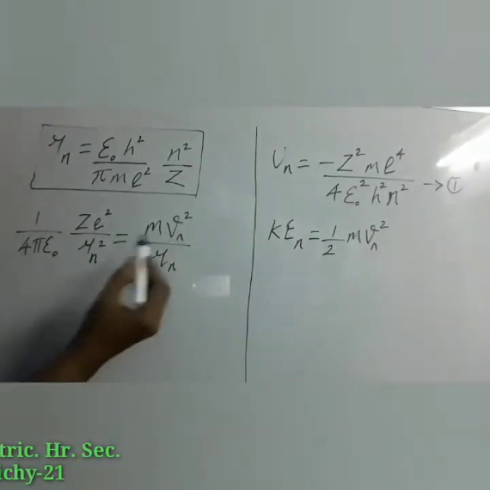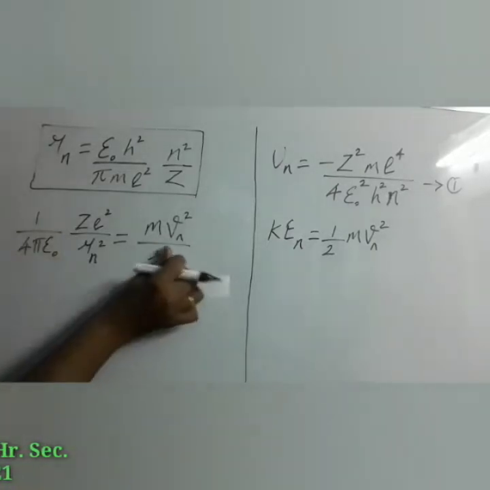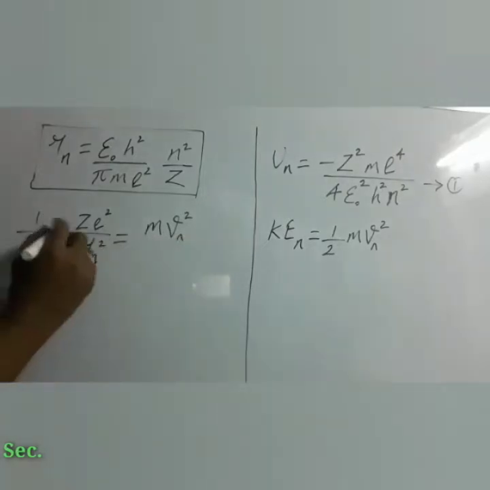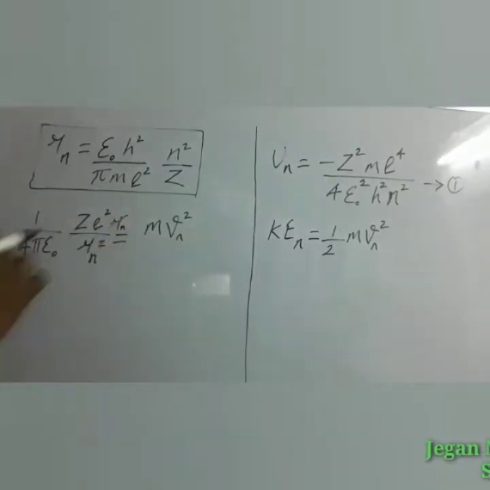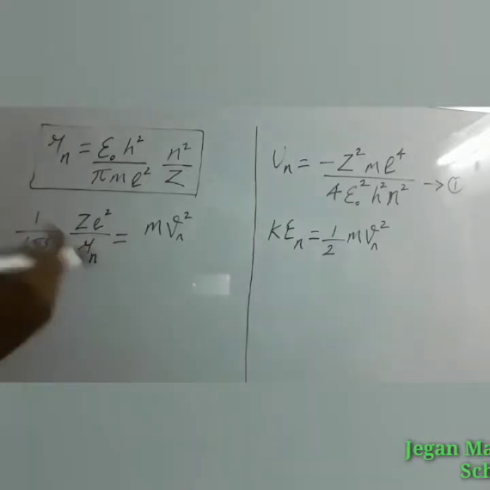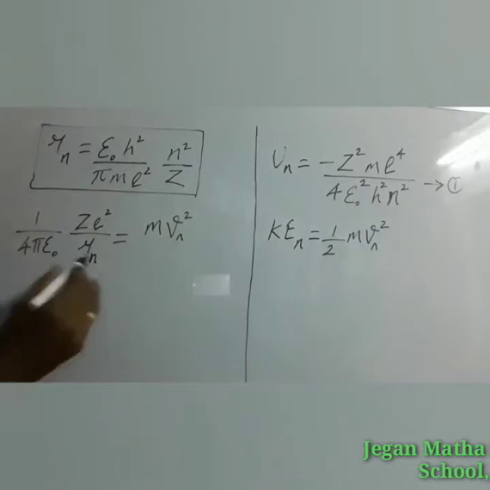So what will be the value of m vn square? For that, Rn has to be taken to that side. So here I am going to take Rn, and the square can be cancelled. What is the remaining thing? Here itself we can substitute the value of Rn, which we have already used in the potential energy.